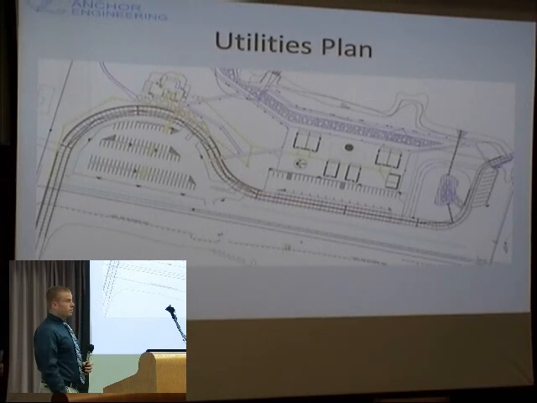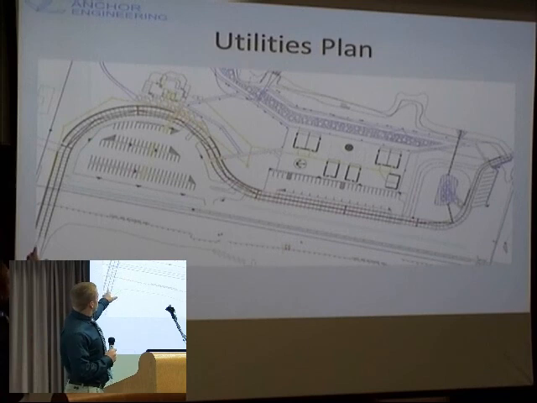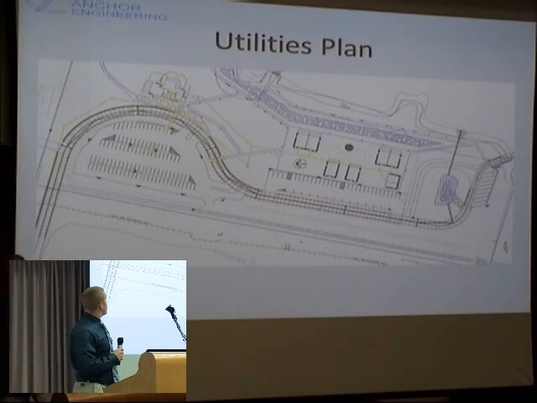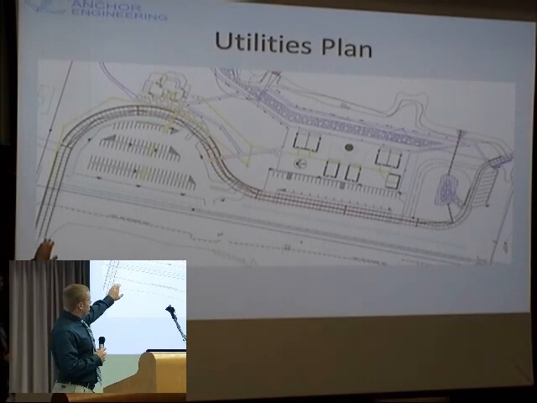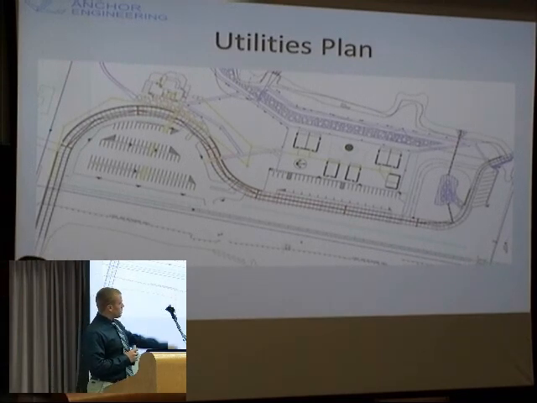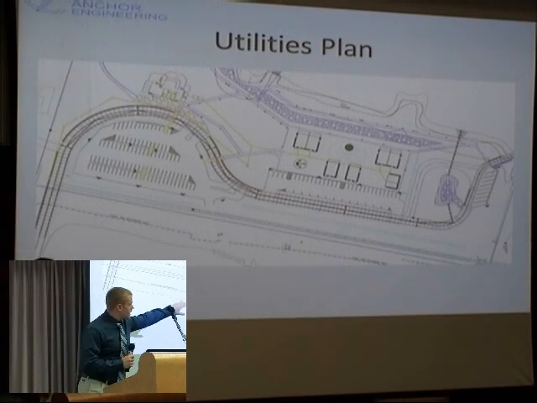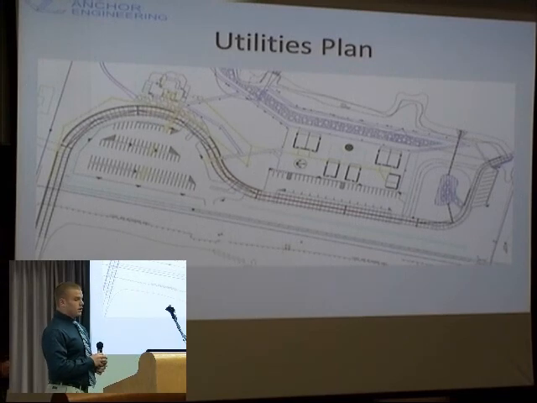This is the utilities plan. As we get a close-up, we can see the red is the conveyance piping from the roadway. We have storm drains tying in, and we have permeable paving in this main parking lot, and we also have it in the retail and apartments. The swale is on the bottom of this picture here, and the detention pond is on the far end, the north end of the site.